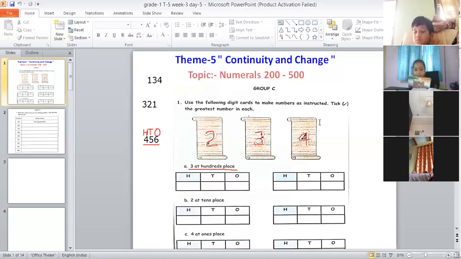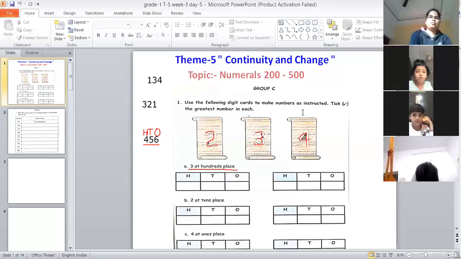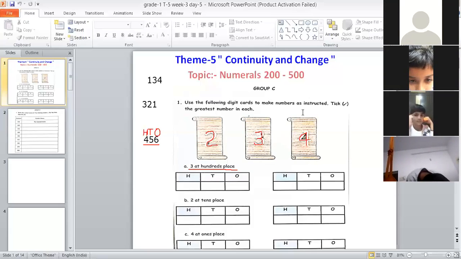Ashrita, you tell. Ketan, you listen carefully now. Ashrita, read this number 3, 2, 1. 321. Very good, Ashrita. That's the correct way of reading the number. Ketan, this is 321. What is the next number?